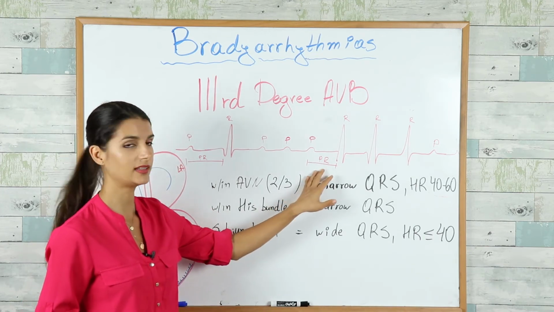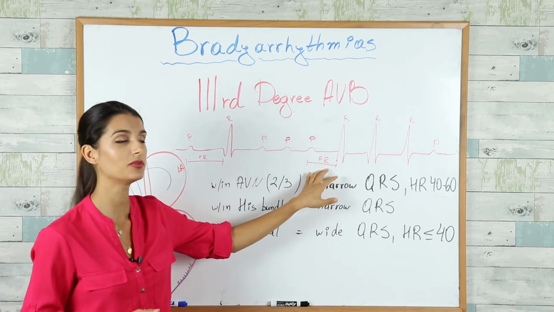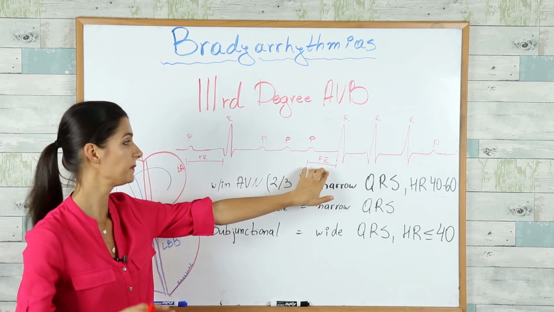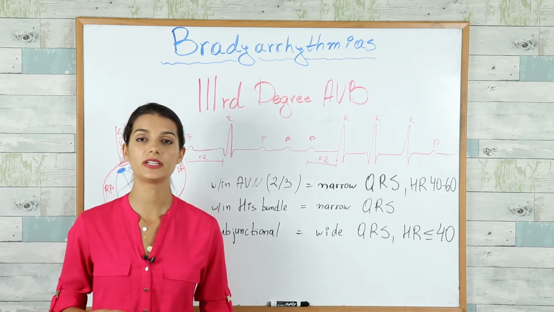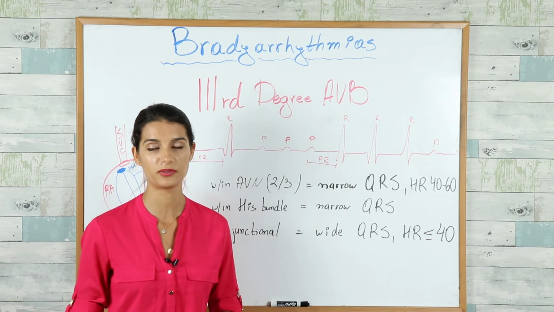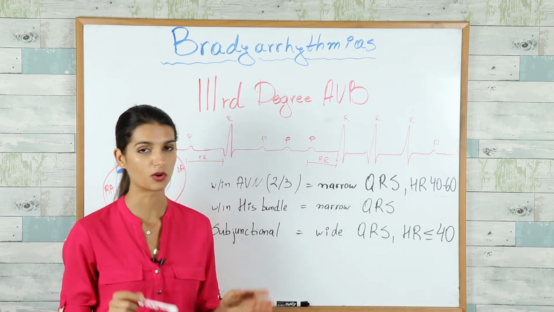So look at the PR intervals. The PR intervals will vary in size and in length. So here this one is shorter, this one is longer. This is how you can differentiate it from Mobitz 2, where we said that the PR interval is constant.